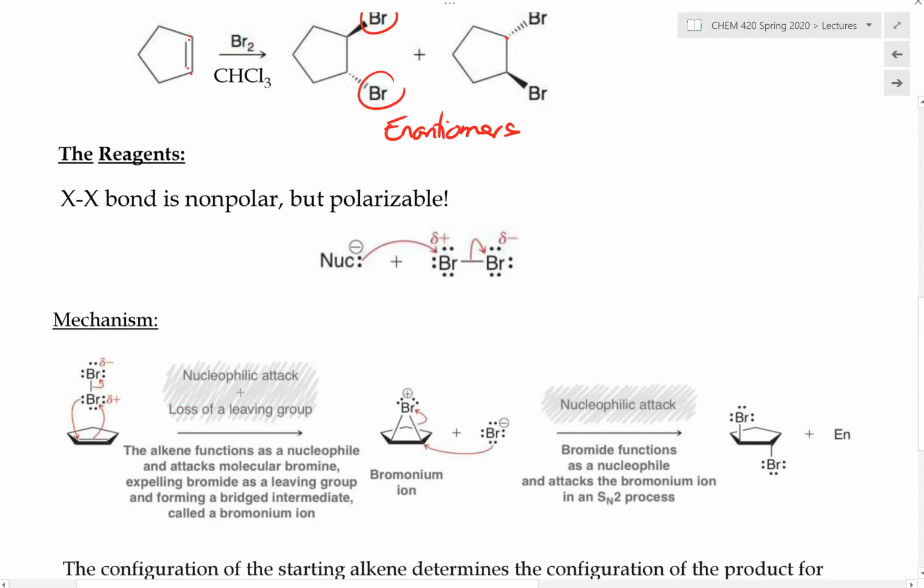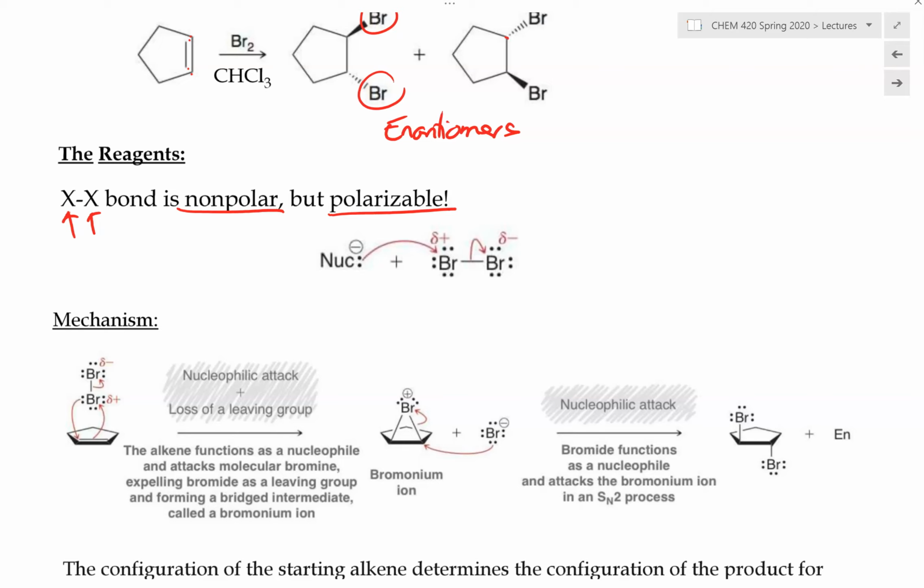And now let's talk about the reagent a little bit. As I mentioned already, this does not go through a radical reaction mechanism. But let's take a look at the reagent. We can see that the bond between the two halogens is a non-polar bond. However, it is polarizable, meaning that one of the halogens will be able to pull the electron from the other halogen, and they go back and forth. But the electrons are not shared equally between these two atoms.